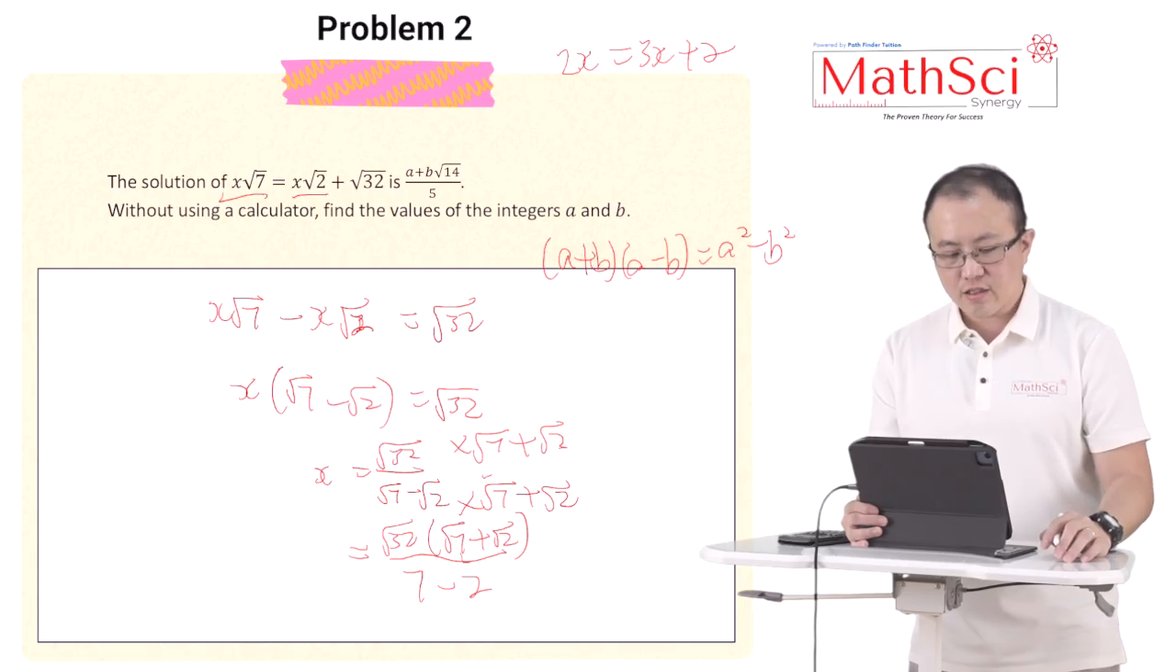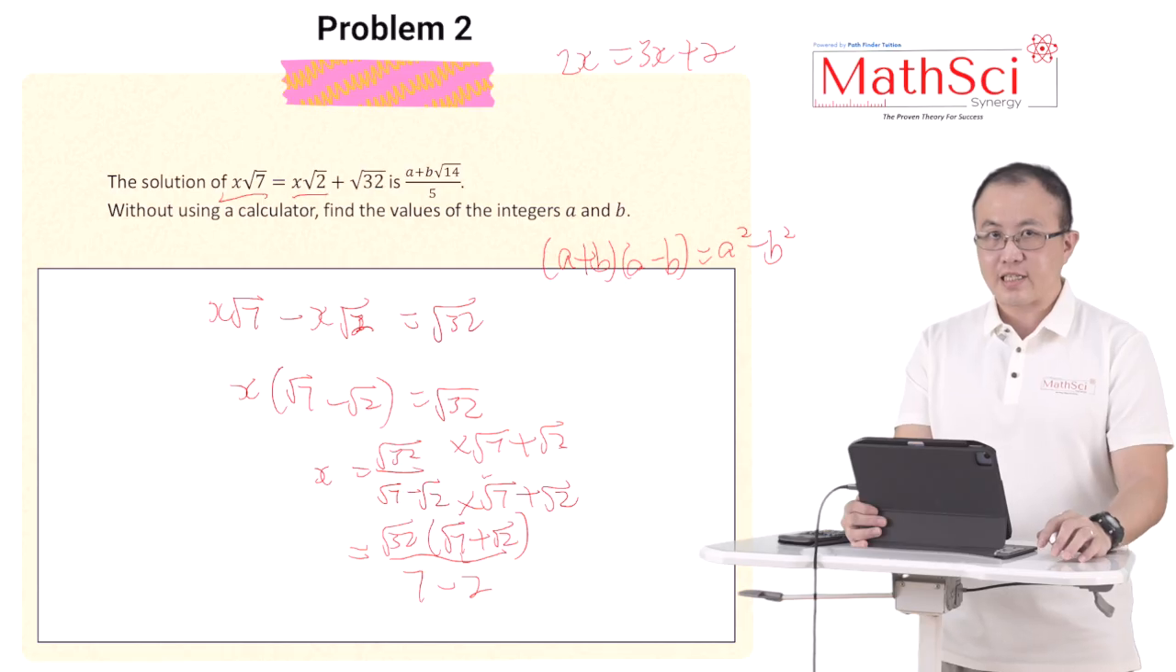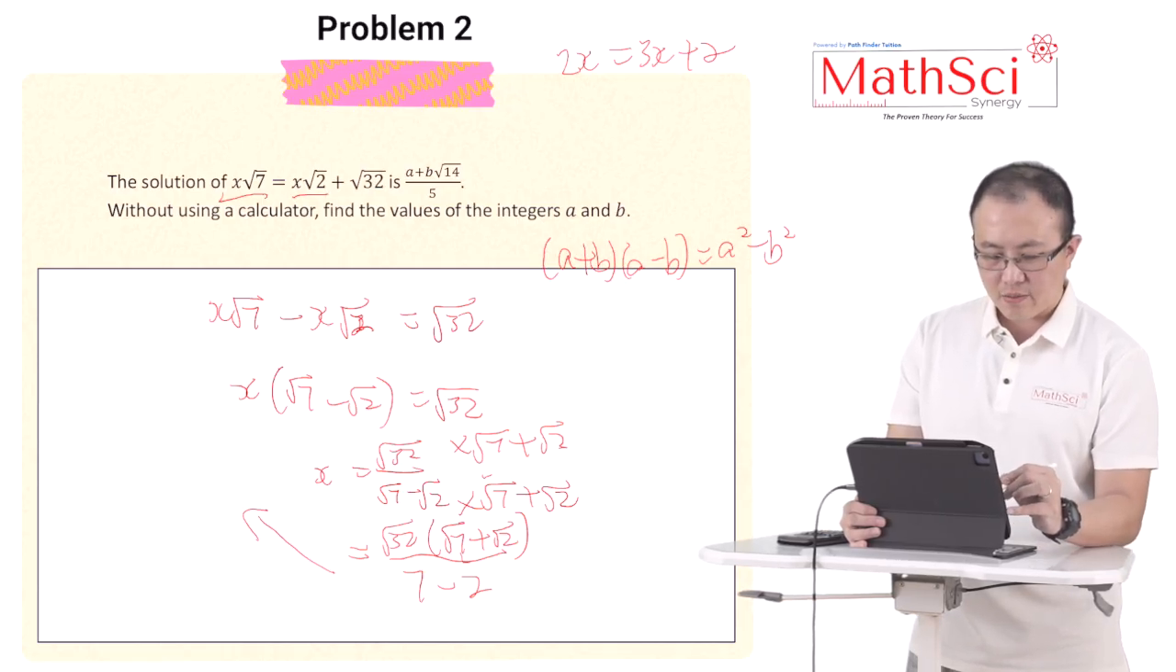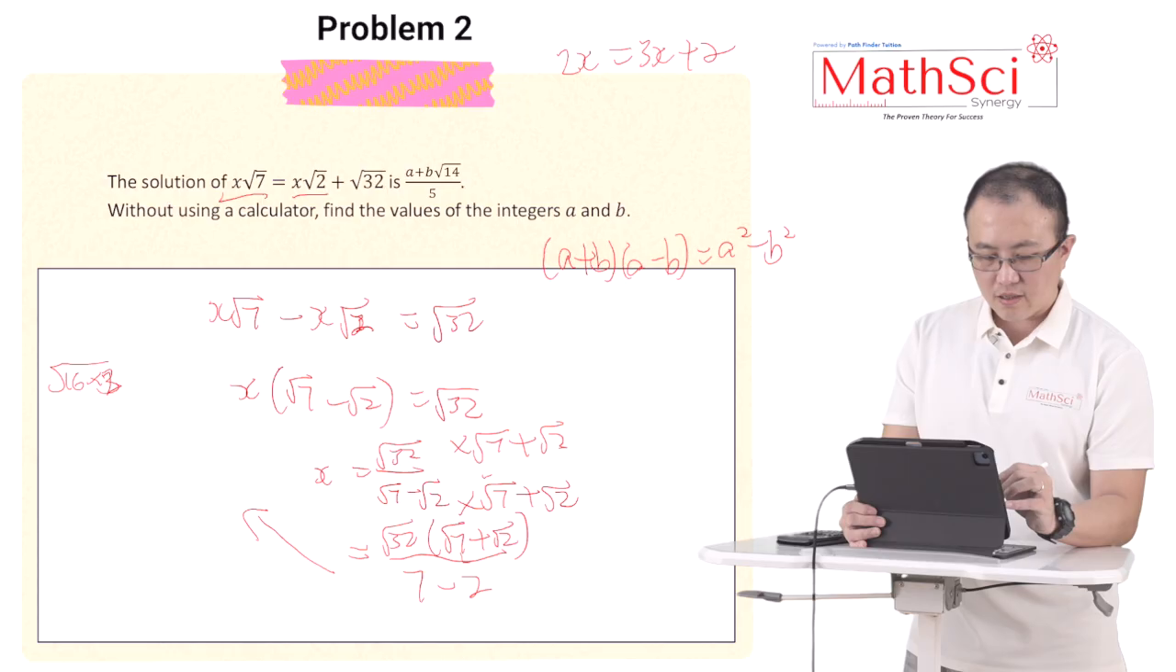So look at it, right? I think square root 32 can be broken up into 16 and 2. So let's try to do that. Instead of multiplying that, we will get square root 16 times 2, multiplied by square root 7 plus square root 2, the whole thing divided by 5. Then this will become 4 square root 2, times square root 7 plus square root 2, over 5.